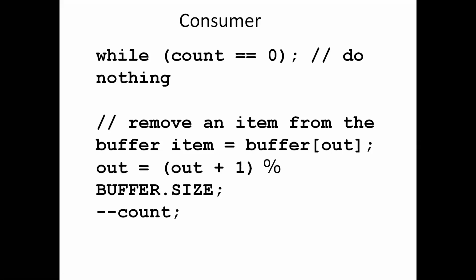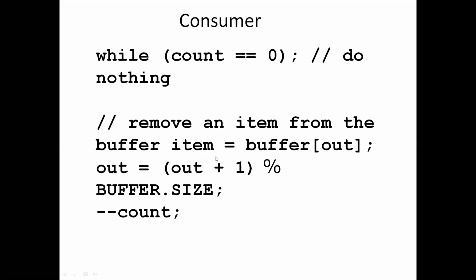At that time the consumer needs to wait until the producer produces an item. If the producer produces an item, then only the consumer can consume that item. So if count is equal to 0, the consumer should just wait and not consume anything, because there will be nothing to consume. Count equal to 0 means the queue is empty.